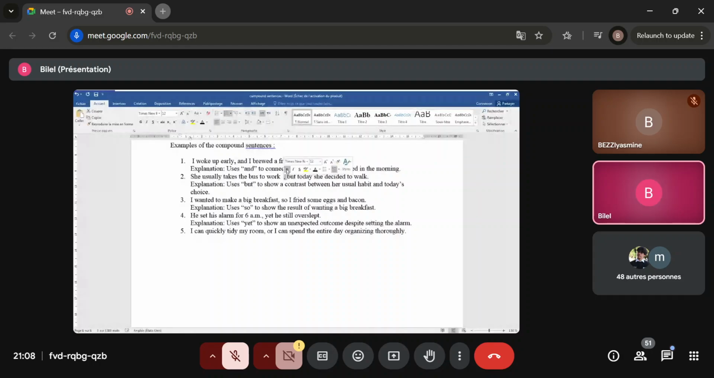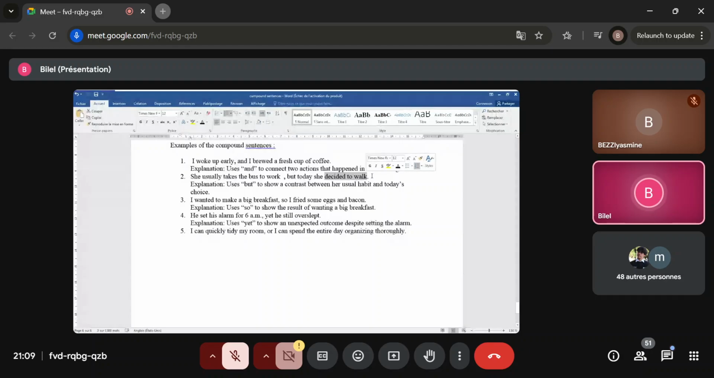The first one, as you can see: she usually takes the bus to work. She is the subject, usually is an adverb of frequency, takes is the verb, and the object is the bus to work. In the second independent clause we have here today, an adverb. The subject is she, the verb is decided, and decided to walk. All of these are verb phrases.